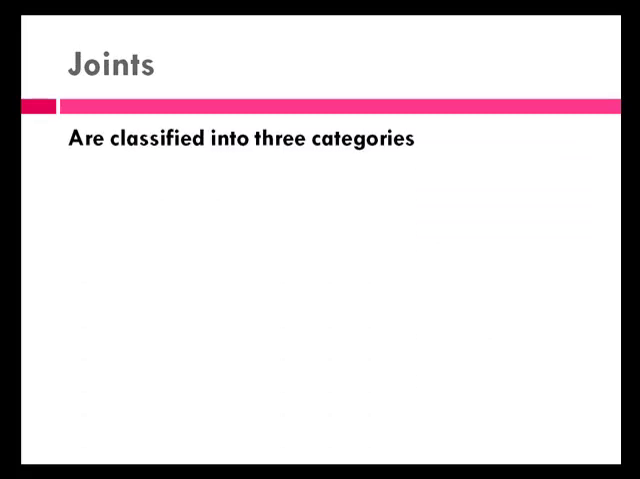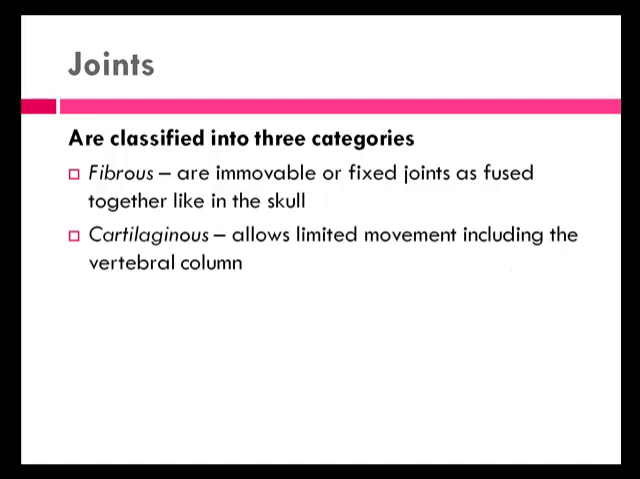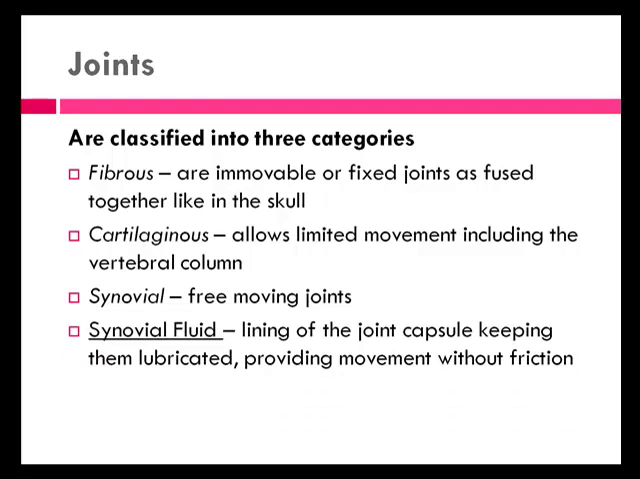And joints are classified into three categories: fibrous, which are fixed joints, fused together like your skull; cartilaginous, which allows limited movement, including the vertebral column; and synovial, free moving parts. Synovial fluid lines the joint capsule, keeping them lubricated and providing movement without friction. So it's the actual synovial fluid between the joints which helps to lubricate them and keep them moving. And that's why as we get older, or if we're getting arthritis, these fluids tend to decrease.